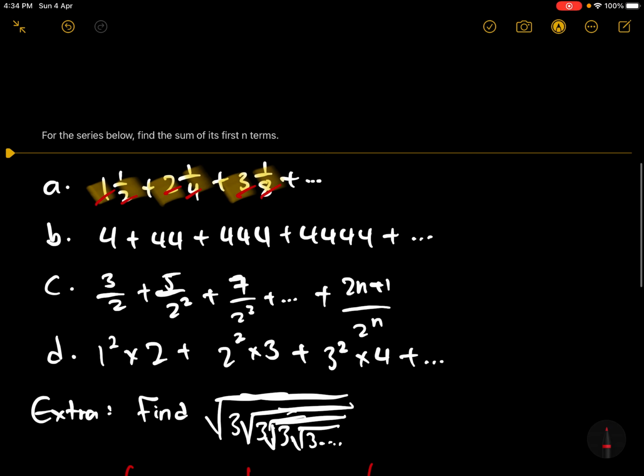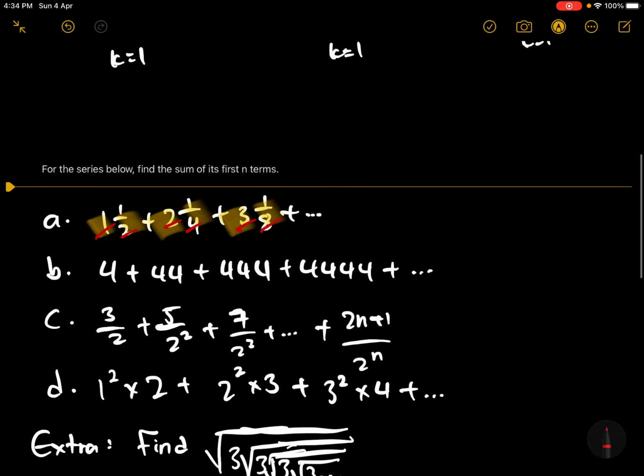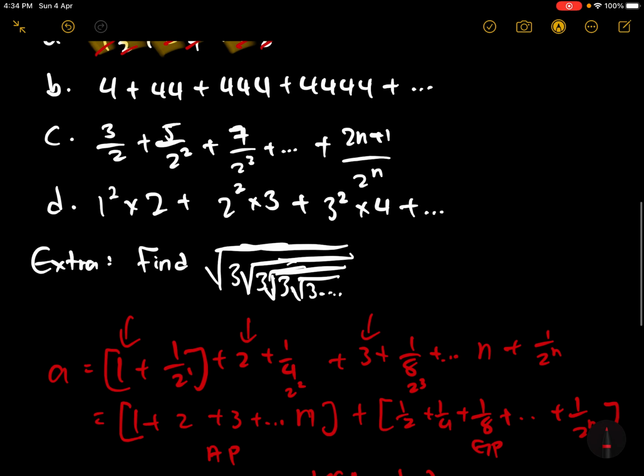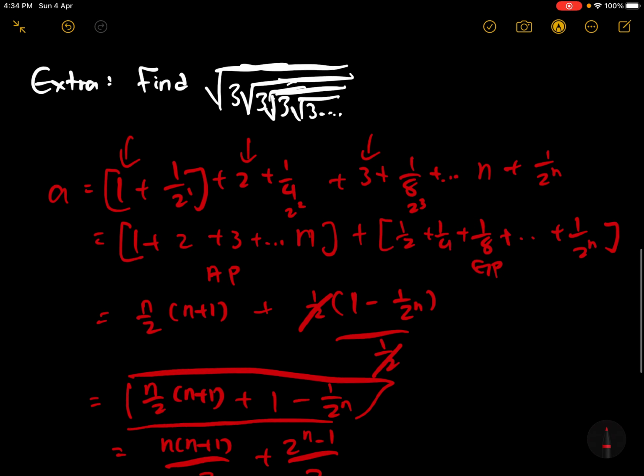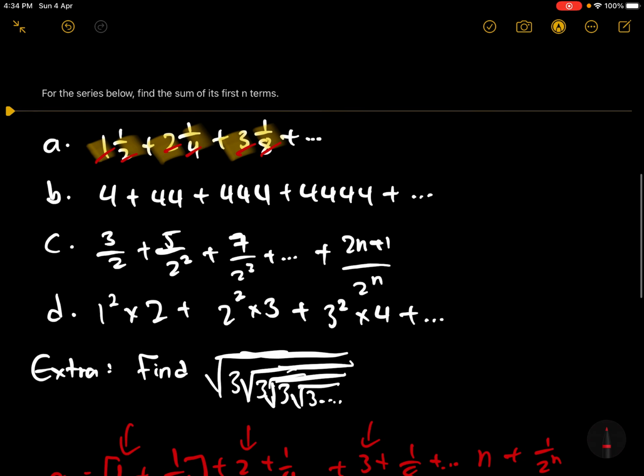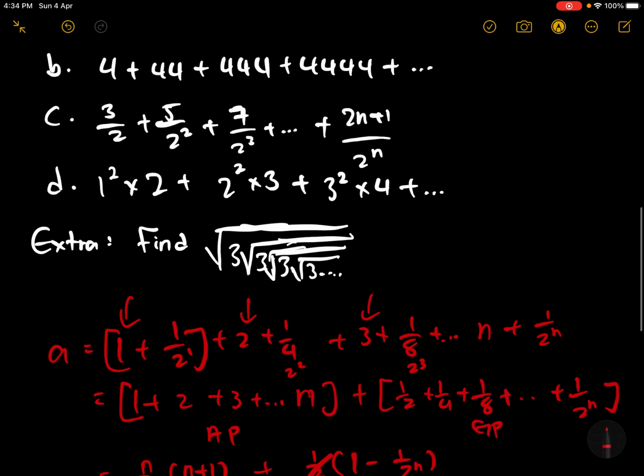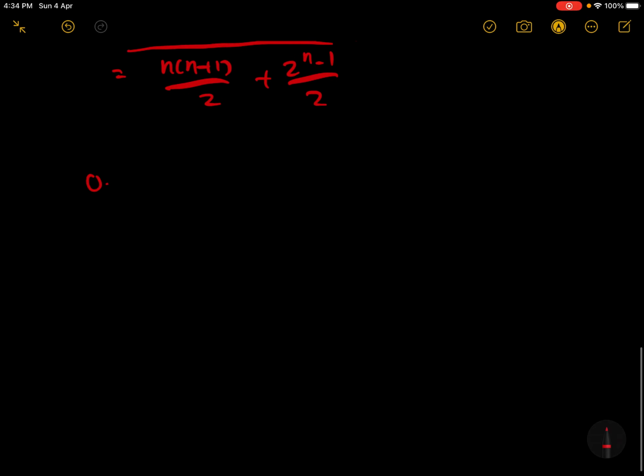How about for B? 4 plus 44 plus 444. For example, if it's something like 0.3 plus 0.33 plus 0.333, you might be thinking of 0.3 plus 0.03 and so on. This one is a bit different because it doesn't involve decimals, it involves whole numbers.